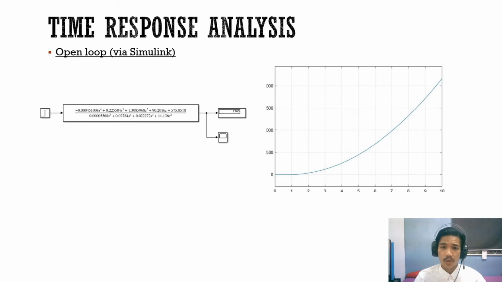So for time response analysis, there are two types, which are open loop and closed loop. In open loop, as you know, there is no feedback. As you can see from the figure below, that is the block diagram for the open loop. After we insert the transfer function into Simulink, Simulink will generate a graph, as you can see from the figure on the right.